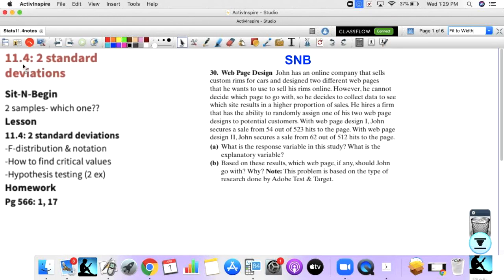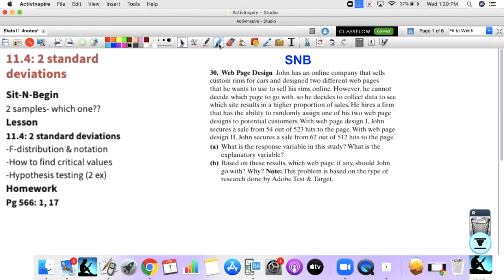We are finishing up our work on Chapter 11. We're looking at Section 4 today, which has us looking at two samples, just like everything else in this chapter, and specifically at how we can compare their standard deviations. And remember, standard deviation has us look at the spread of our data. A smaller standard deviation would mean it's clustered around the average. A larger standard deviation would mean that it's more spread out. And so that's what we're going to be doing today.